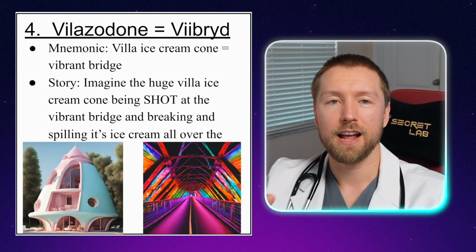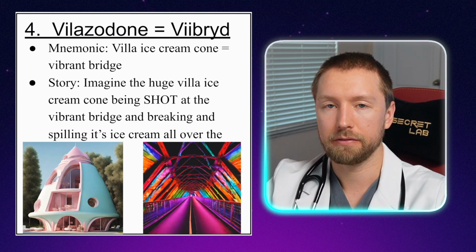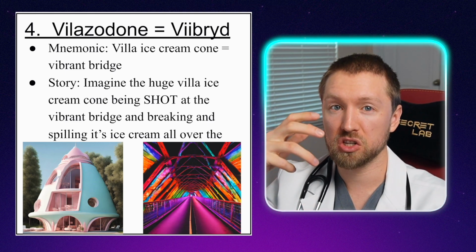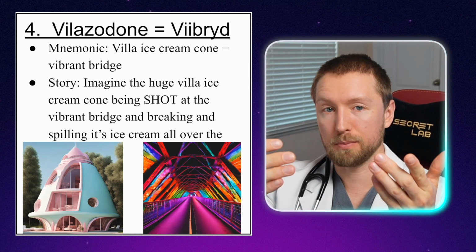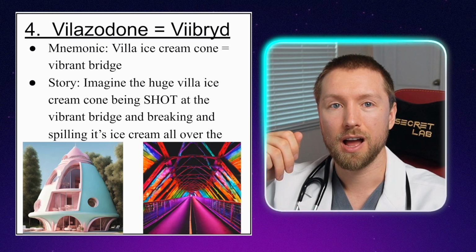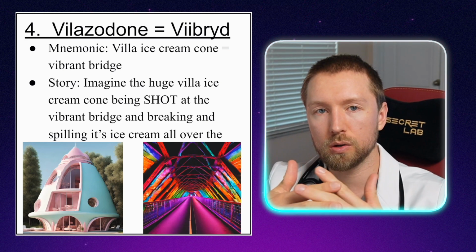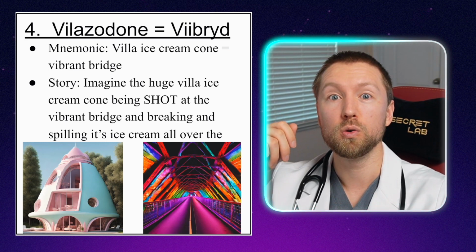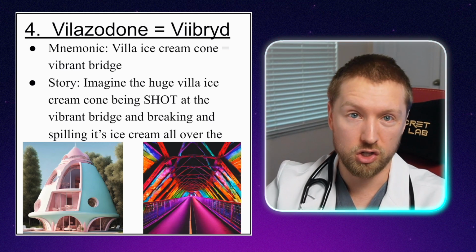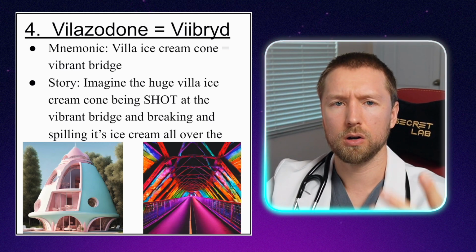Now, number 4, how do we remember Vilazodone is Viibryd? Viibryd is the brand name, Vilazodone is the generic. For Vilazodone, we're going to imagine a Villa ice cream cone at the bottom left there. You see that. And for Viibryd, we're going to remember a vibrant bridge. That's on the bottom right. Now, how do we link these 2 together? Well, imagine the huge Villa ice cream cone being shot at the vibrant bridge and breaking and spilling all its ice cream all over the bridge.